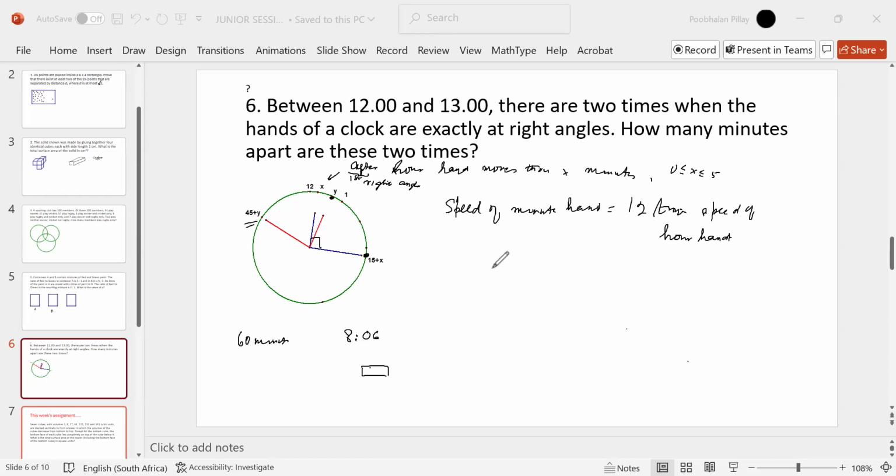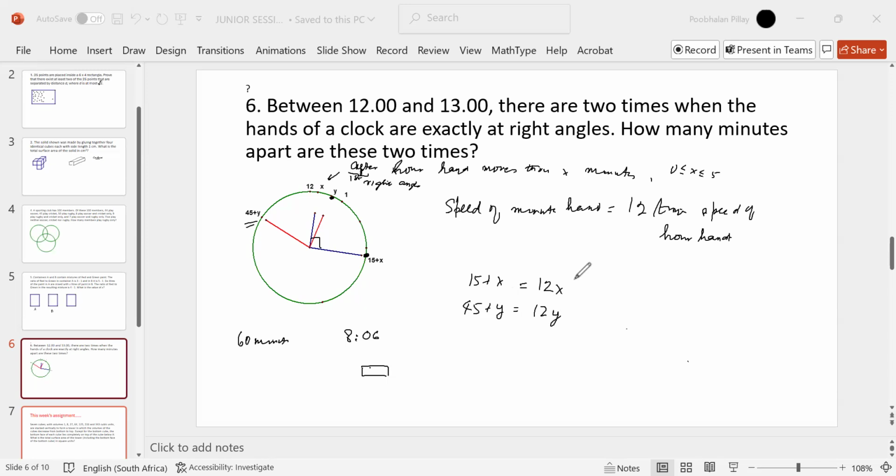Okay, now let's see. Now you got 15 plus x. When the minute hand has 15 plus x, the hour hand has moved only x. So therefore, that must be 12x, because the minute hand travels 12 times faster than the other one. Right, so this 15 plus x is 12 times x. In the same way, 45 plus y is equal to 12 times y.